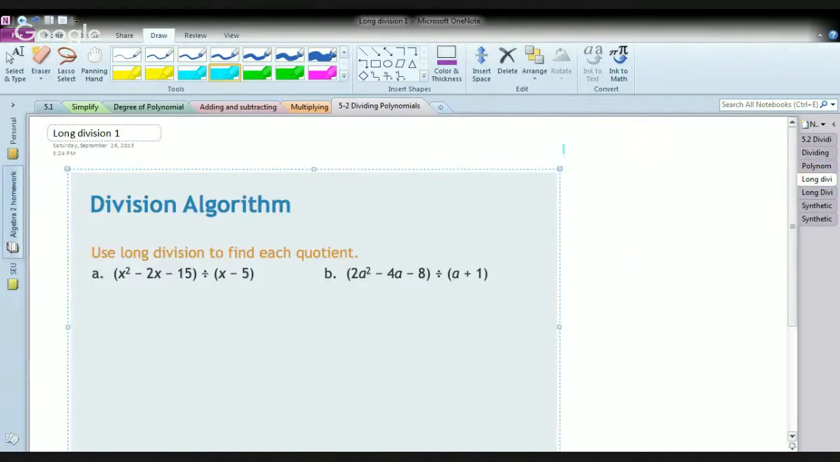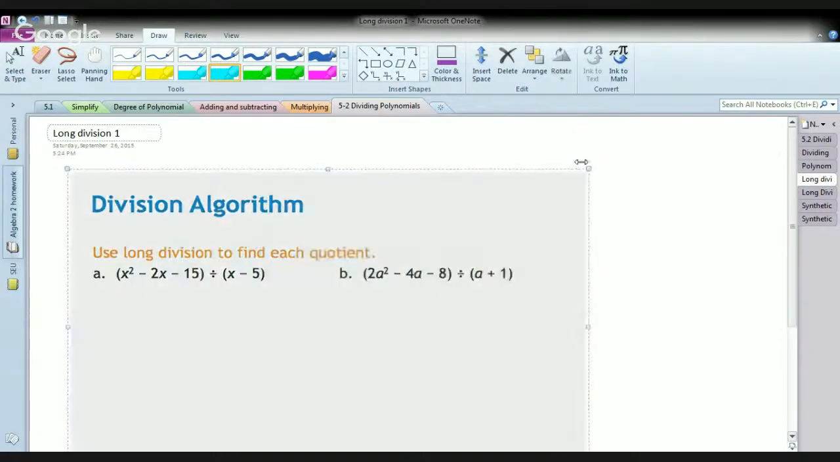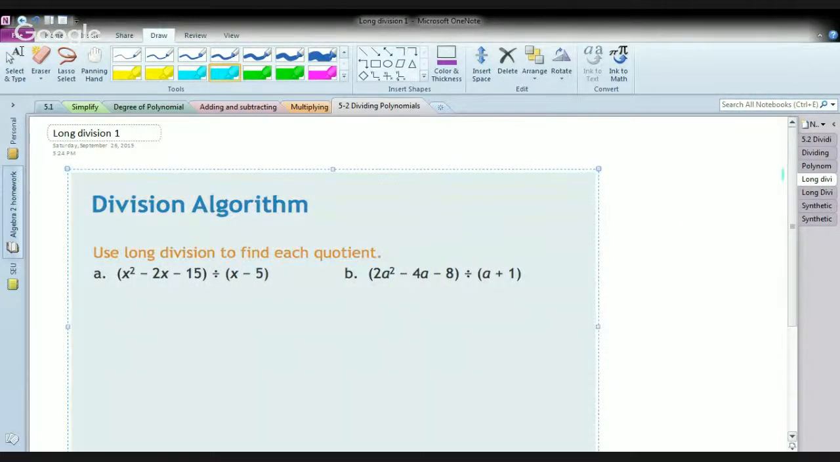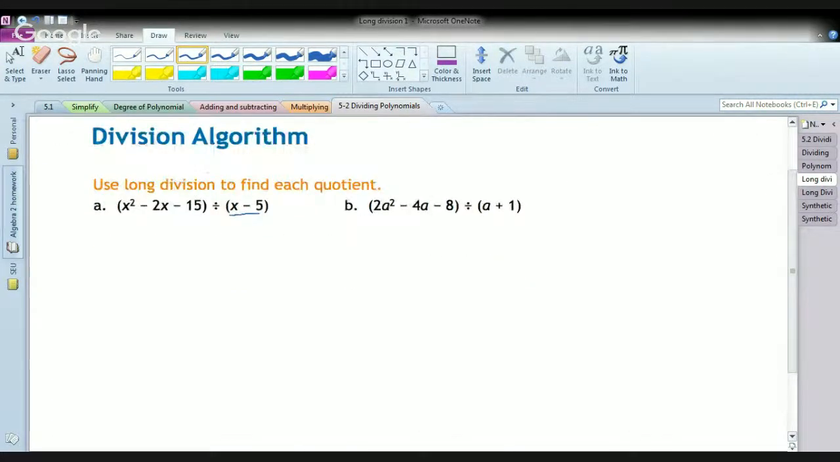The next thing we learned in chapter 5.2 was dividing again, but instead of dividing by a monomial, we're dividing a polynomial by a polynomial. I know this is different than a monomial because notice how I have x minus 5. So now we have a minus sign here. So I'm going to go ahead and set up our long division.